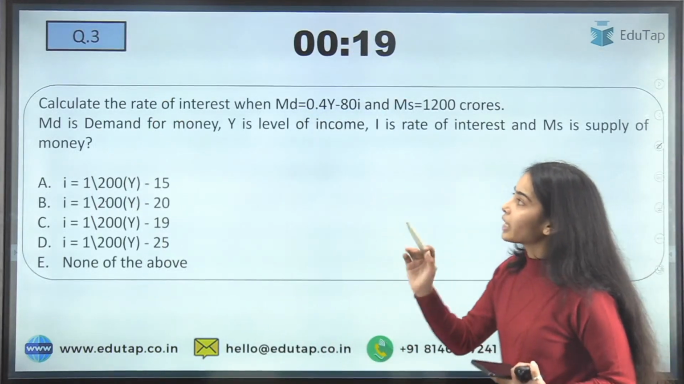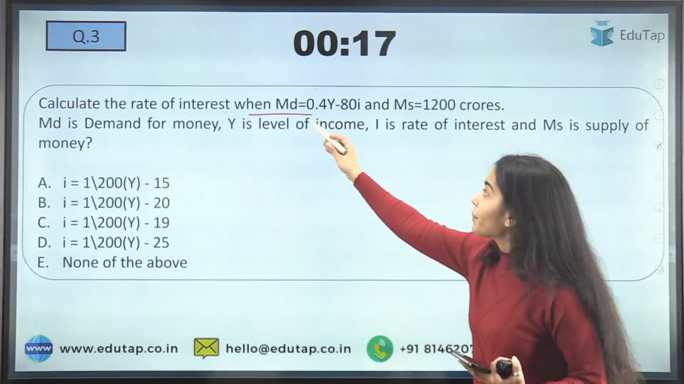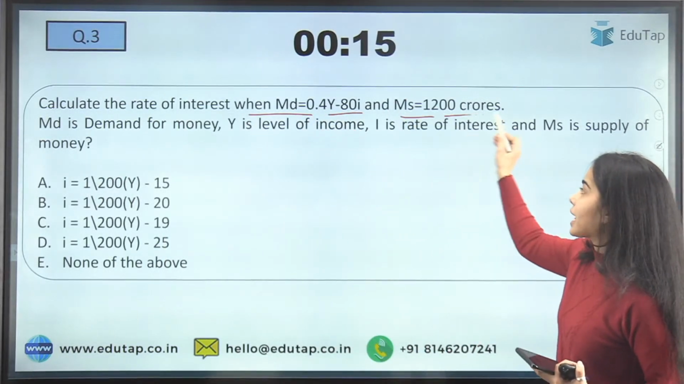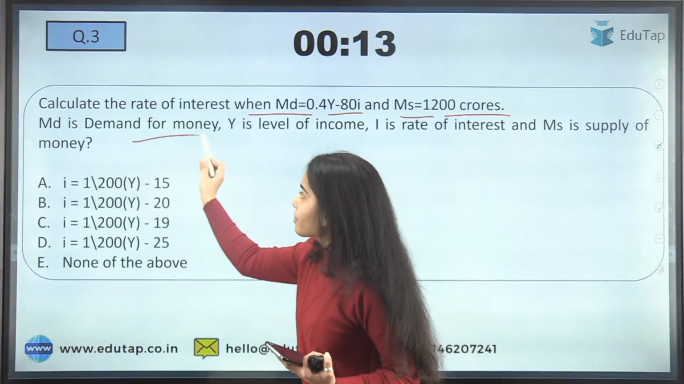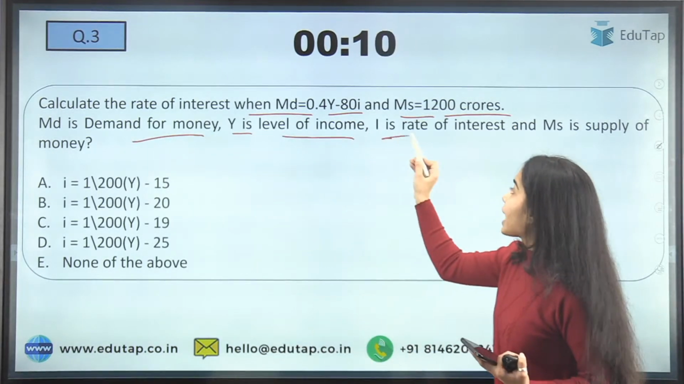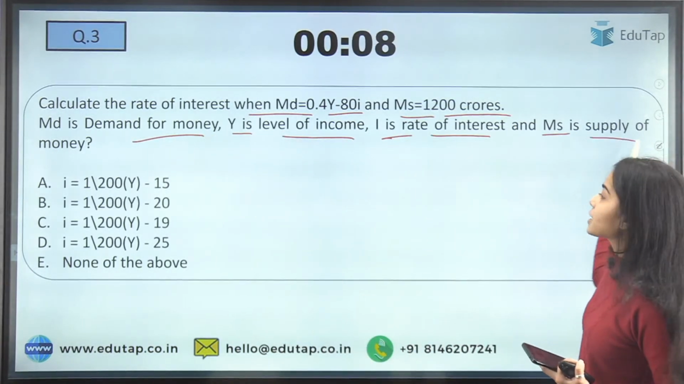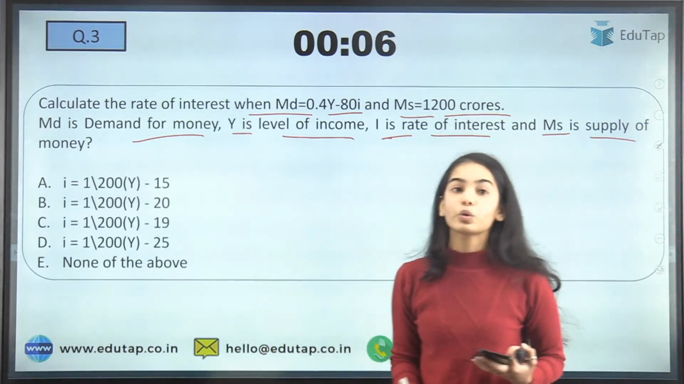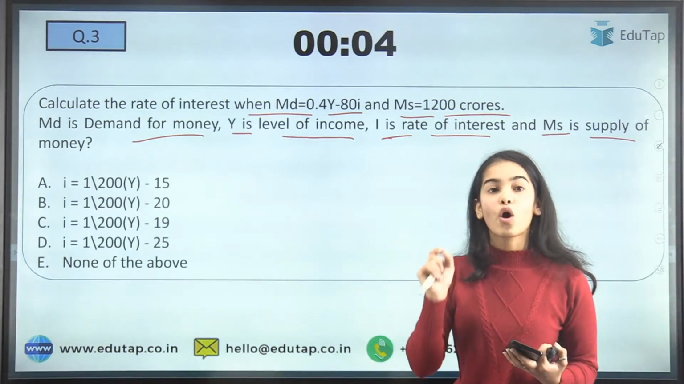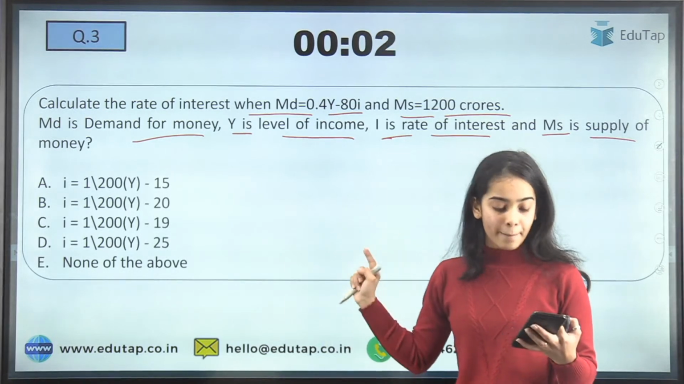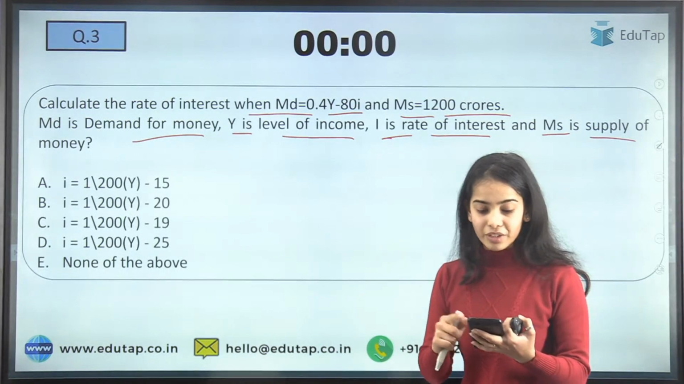Next question is, calculate the rate of interest when the money demand is this and the money supply is this. MD is the demand for money, Y is the level of income, i is the rate of interest, and MS is the supply of money. Here you have to tell the equilibrium level of the rate of interest in the money market. Try to give the answer of this one.